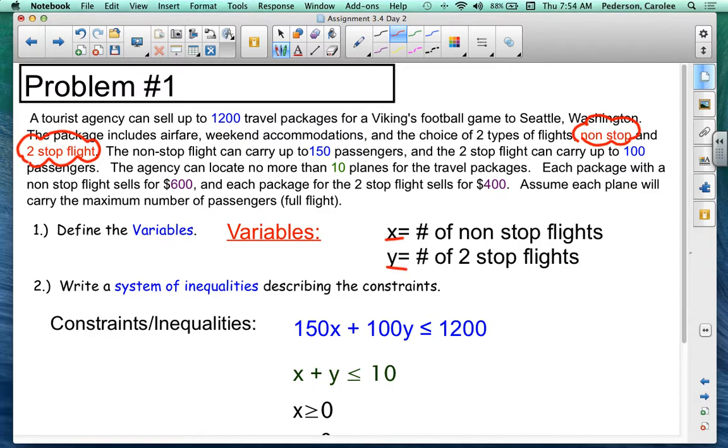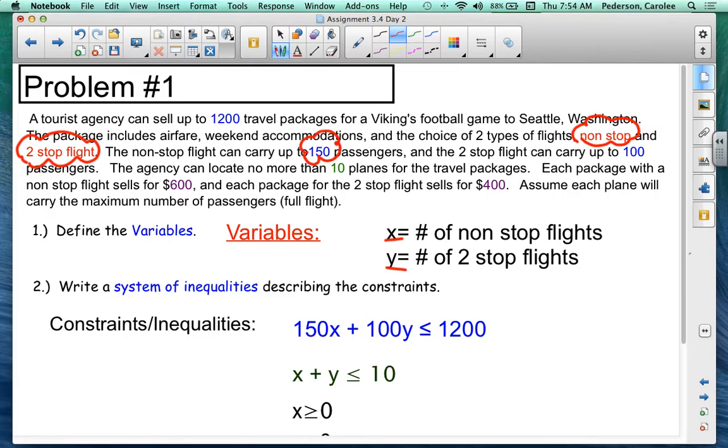And then we can come up with our constraints, or our inequalities, within this word problem. This is probably the hardest part for students to understand. So one of the constraints is that the plane can only hold, for the non-stop, 150 people, and then the two-stop can hold 100 people. And there's no more than 1,200 people that can go on the flights. So there's our first inequality, the inequality on people that get to travel to Seattle.